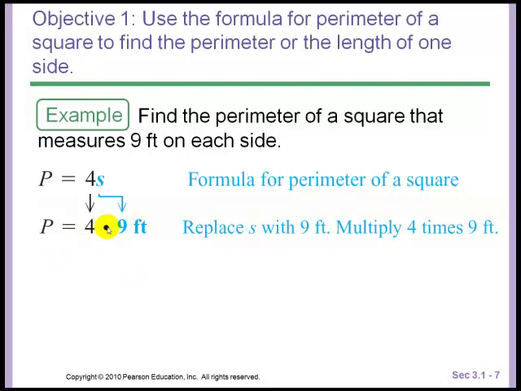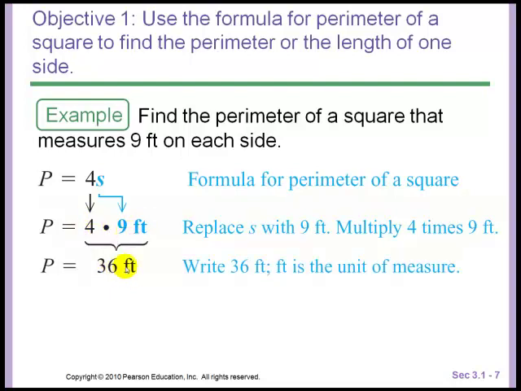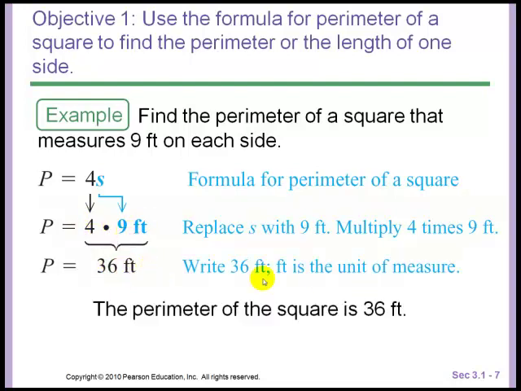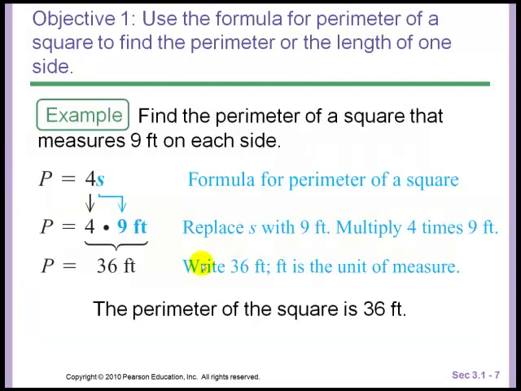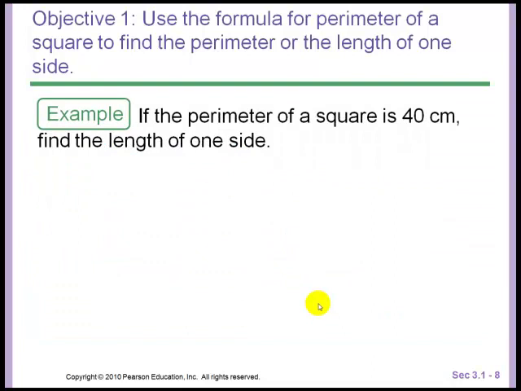We will now do this multiplication. 4 times 9 feet will be 36 feet. The perimeter of the square is 36 feet. Again, going back, all they did is they added up these four sides. Since they were all the same, we took a shortcut and just multiplied 4 times 9 and got 36 feet.